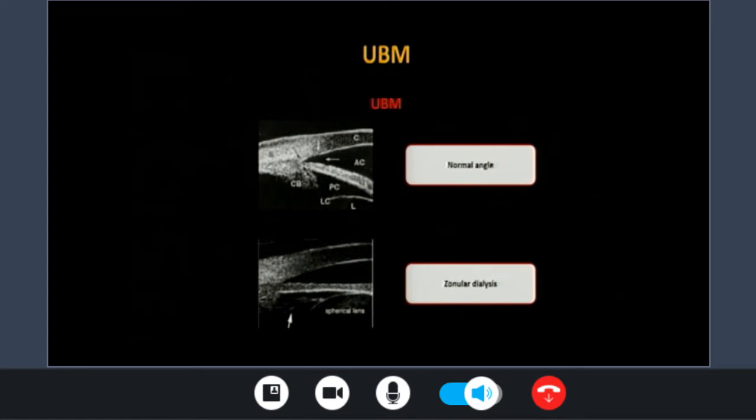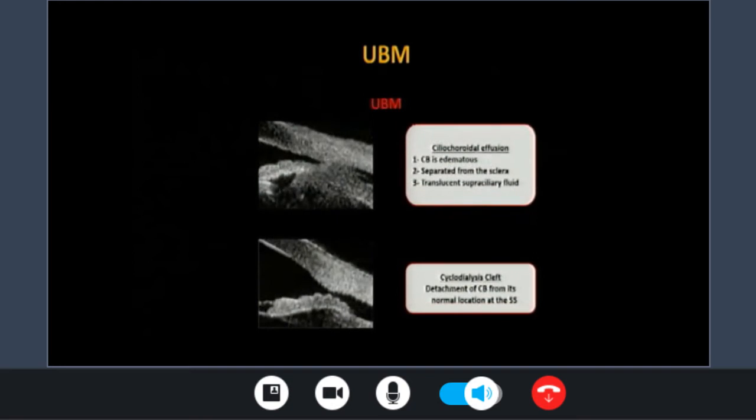It can show you sometimes an area of zonular dialysis in case that the patient is having significant corneal edema or poor visualization, or in cases like microspherophakia, for example, for academic purposes. Again, that's another image of cyclodialysis cleft, and it will show you the detachment of the ciliary body from its normal location at the scleral spur.